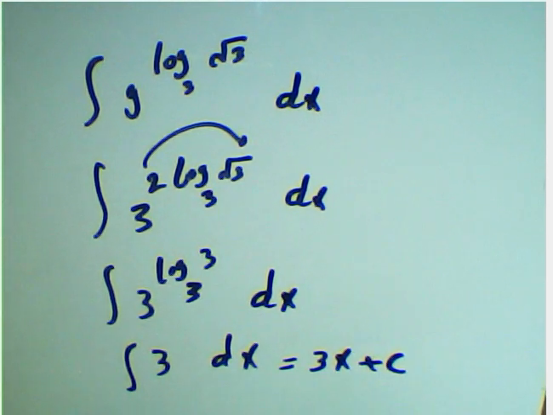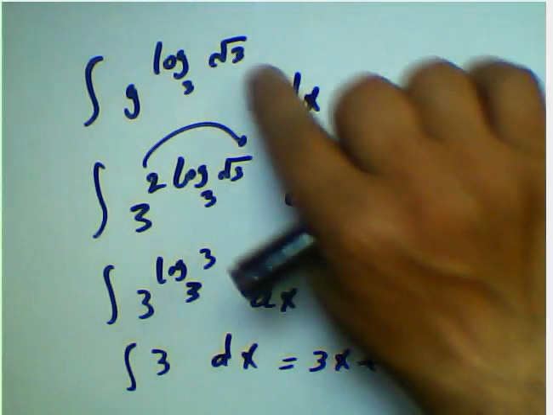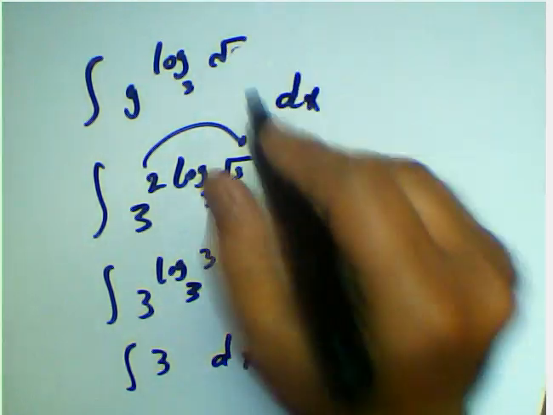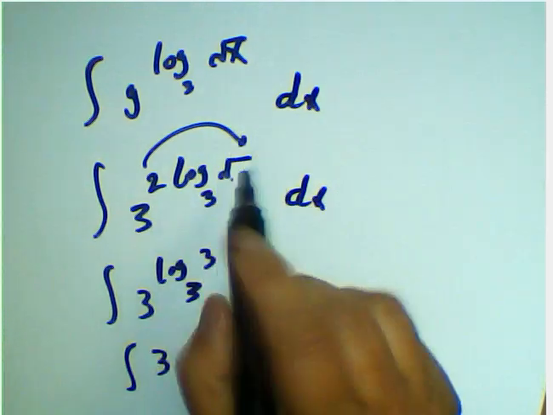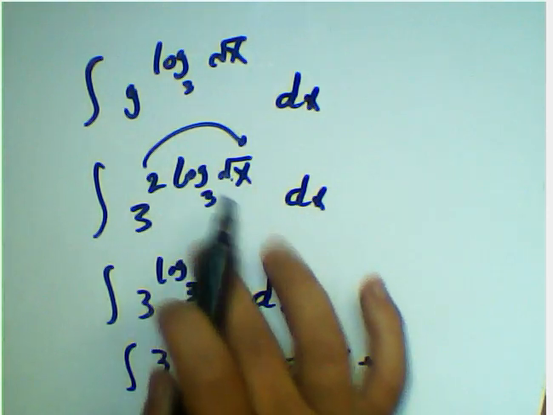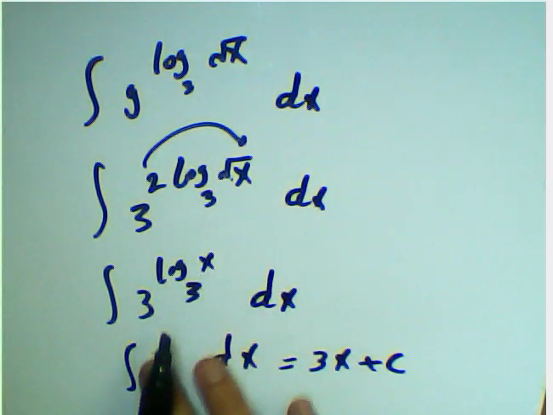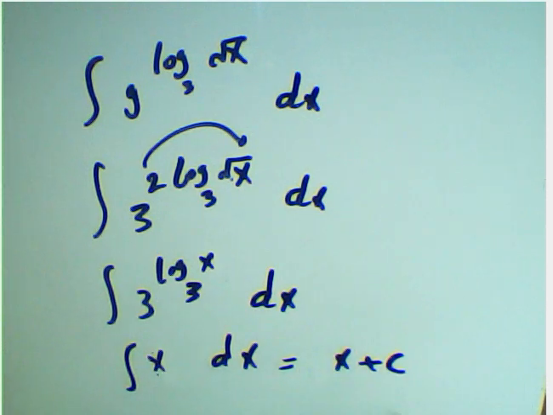Okay, if I change this number here, it will be x, and the result will be x power 2 divided by 2.